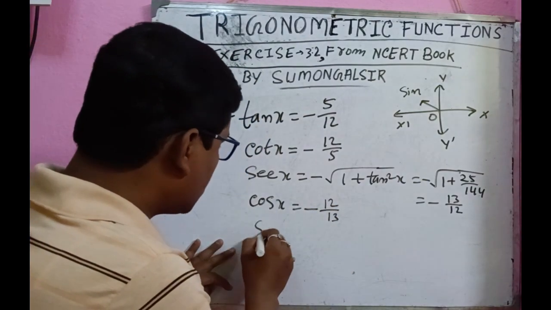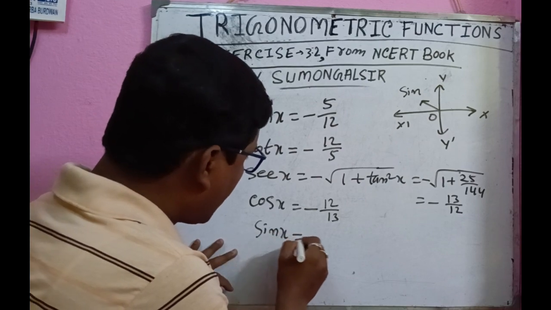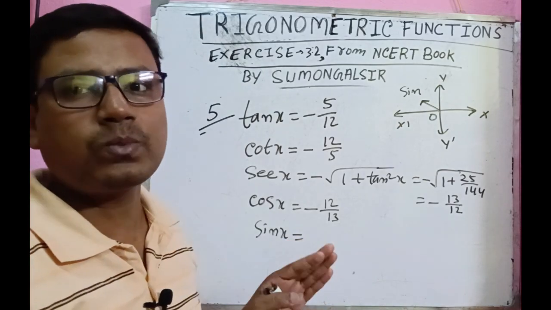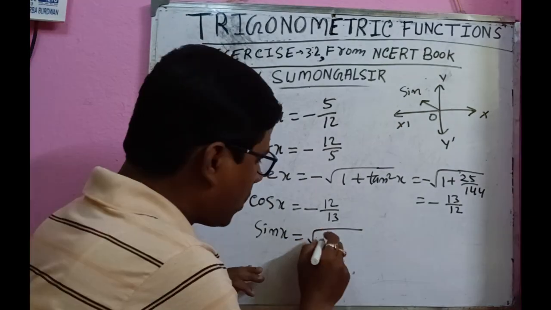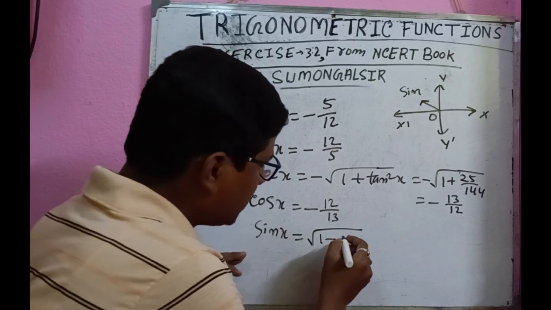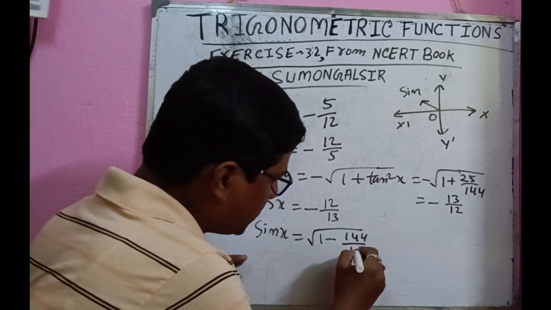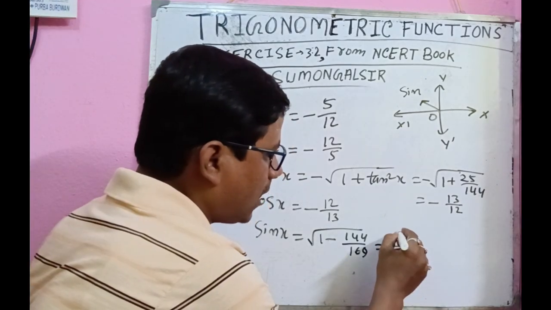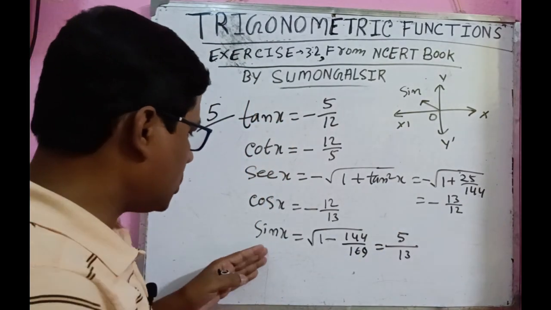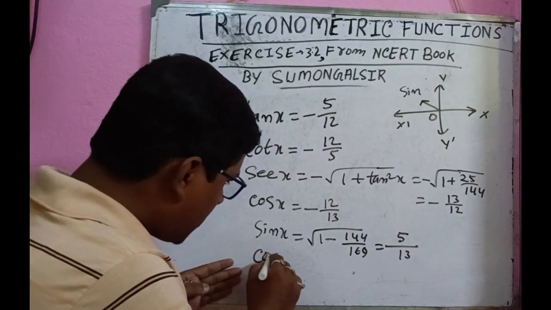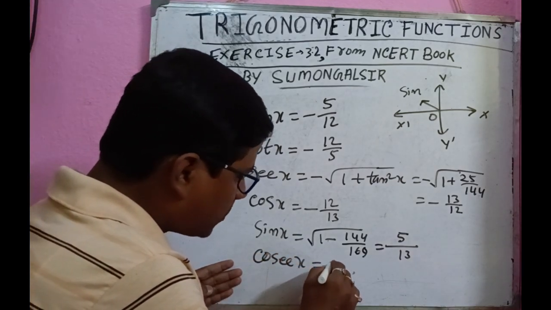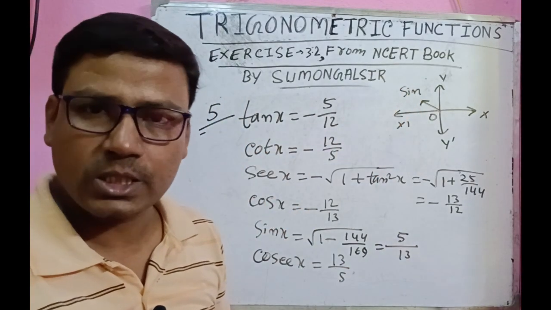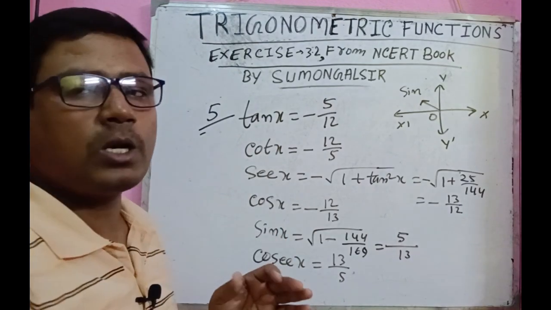Now using this, sine of x will be positive because the second quadrant is the quadrant of sine. Now square root of 1 minus cos square x, that is 1 minus 144 by 169. Now calculating, we get 5 by 13. So this is the sine of x. So cosec x is the reciprocal of sine, that is 13 by 5. All are positive because we are discussing the second quadrant. This is the completion of 5.